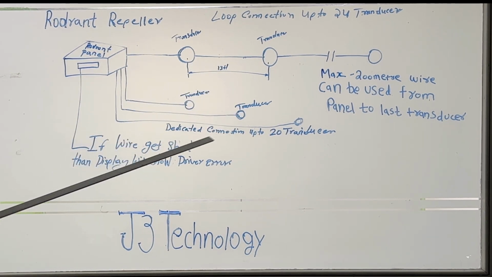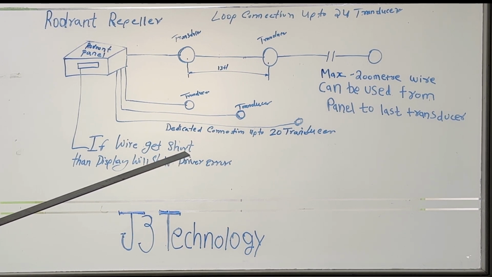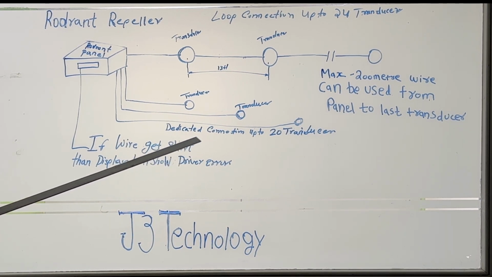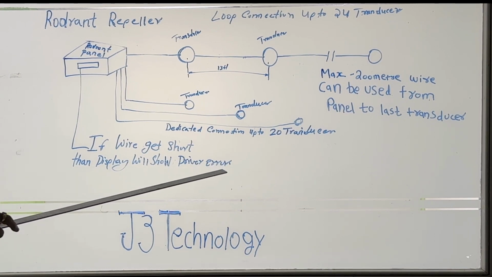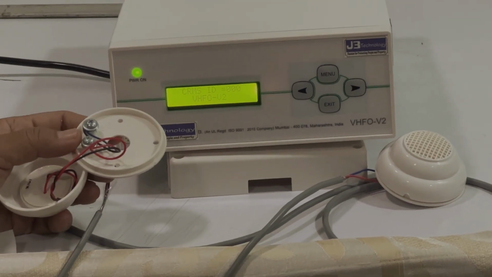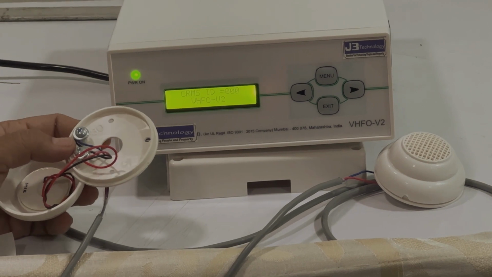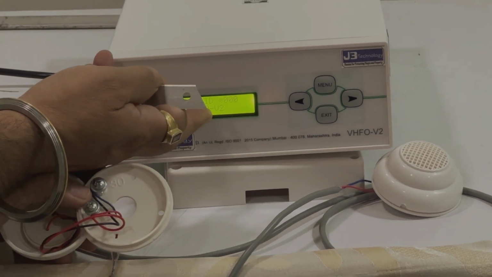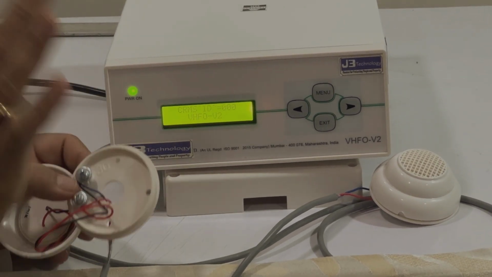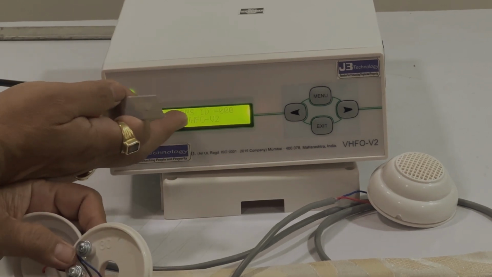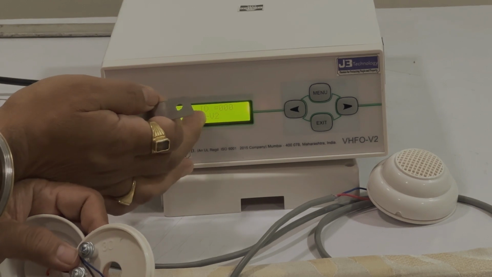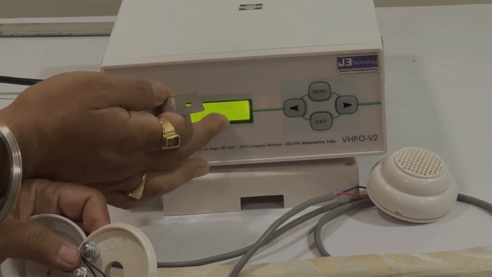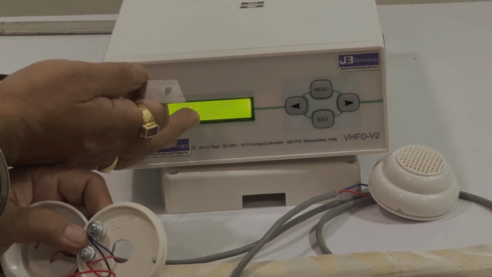Once it gets cleared, the panel will show the name of the Modbus and will not show the driver error. As I explained previously, if any wiring gets shorted, the display will show the driver error. If the system is normal, it will simply show the CRMS ID or Modbus ID. The display will keep running, showing the details of the bandwidth, baud speed and everything.